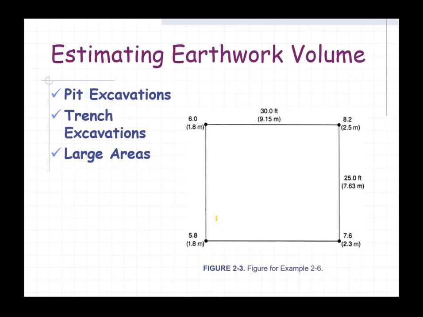Here we have a basement area that's 30 feet on one side and 25 feet on the other in size. Depth of excavation is indicated here in feet with the metric dimensions in parentheses. So this is the depth of excavation at each of those corners, from the existing surface to the finished floor or the bottom of the basement.